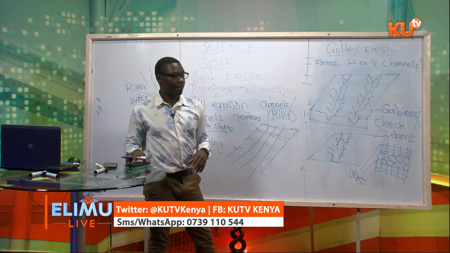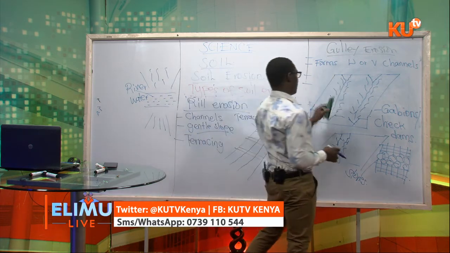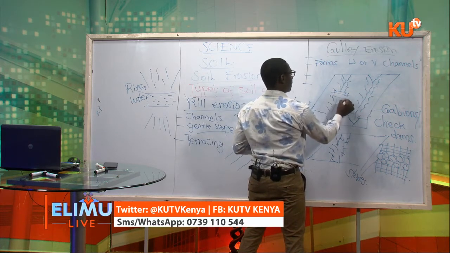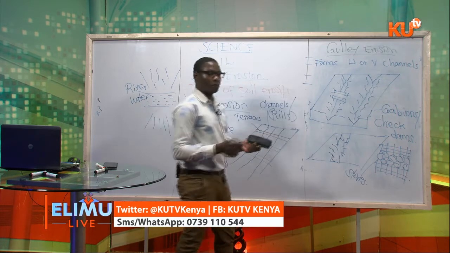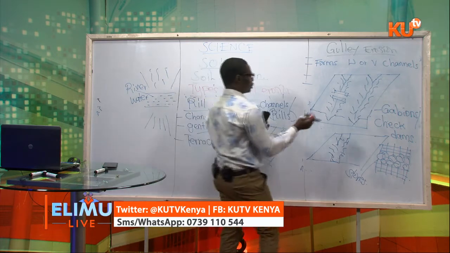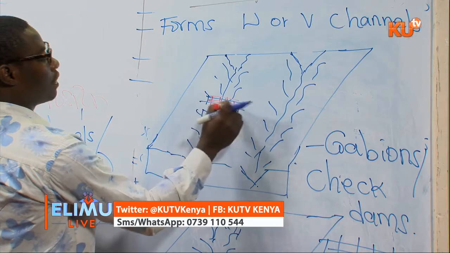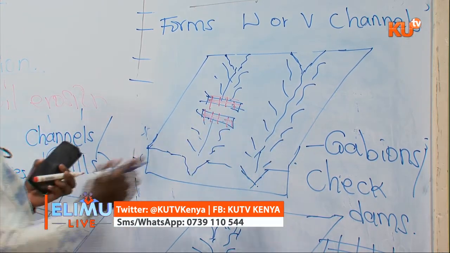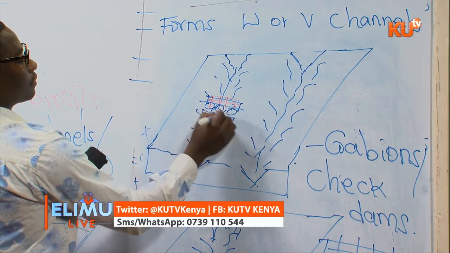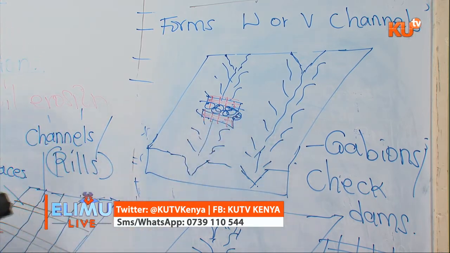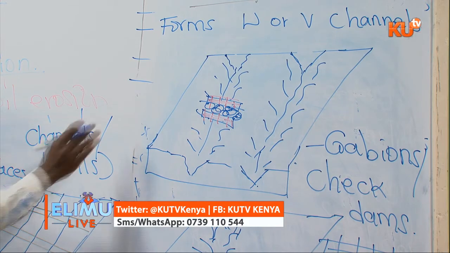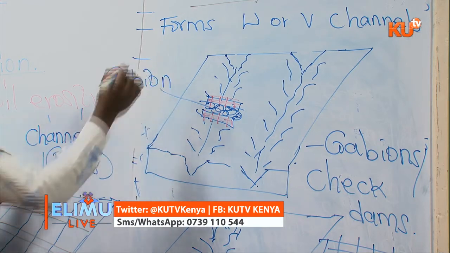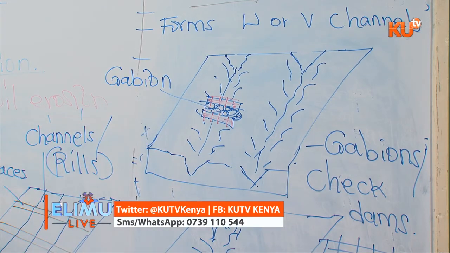So if it is this V-shape, for example, you come here, put a wire mesh, come here, put a wire mesh. So this is the wire mesh you've put. After putting a wire mesh on both sides, you come in between the wire mesh and put stones. When you put stones, you'll have constructed what we call a gabion. So that is how gully erosion is best controlled.